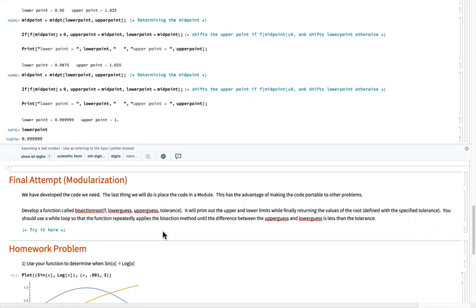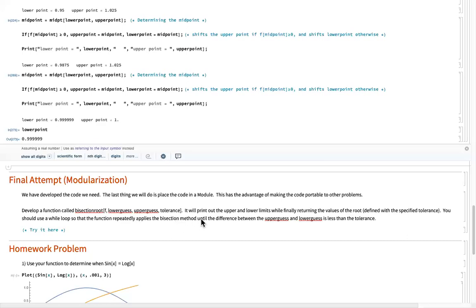And when you do this, it will go through what we had up here where I had to hit shift enter over and over and over, except rather than doing it mechanically, you're going to have a while loop, and it's just going to keep going through the bisection method until the difference between your upper and lower guess is less than your tolerance. So once the two guesses get close enough together, you just decide that that is enough.